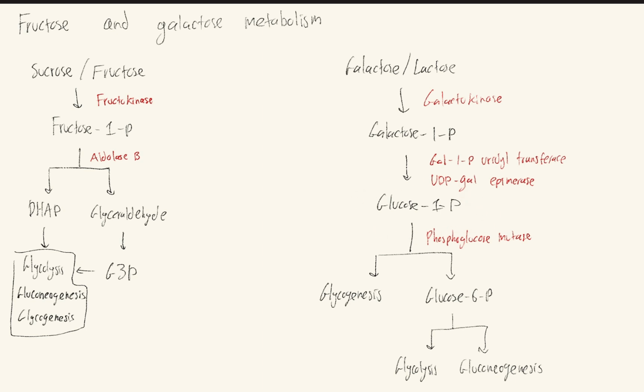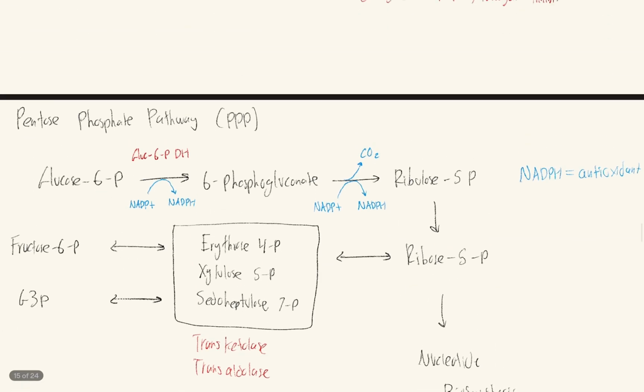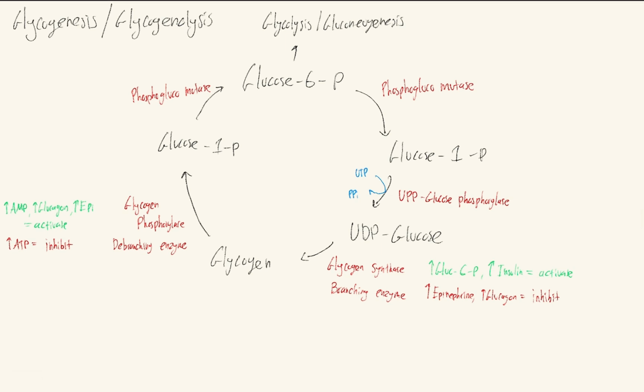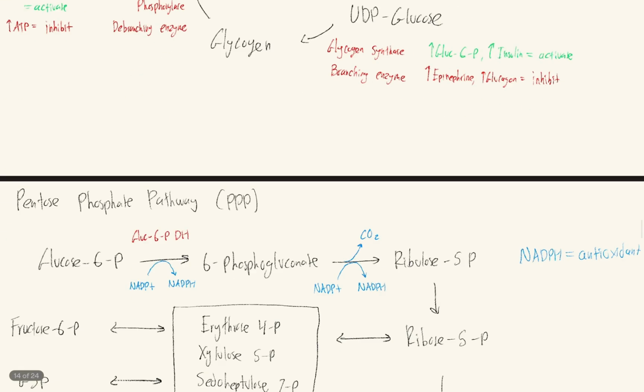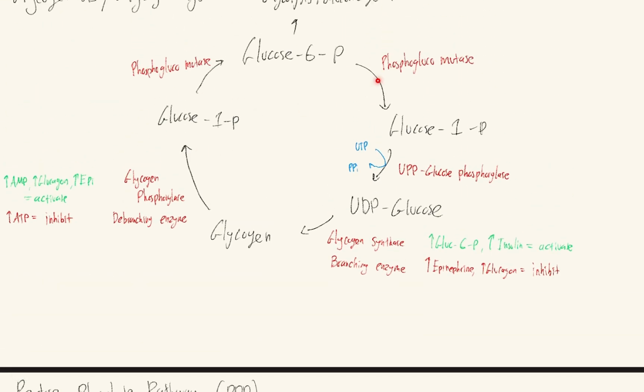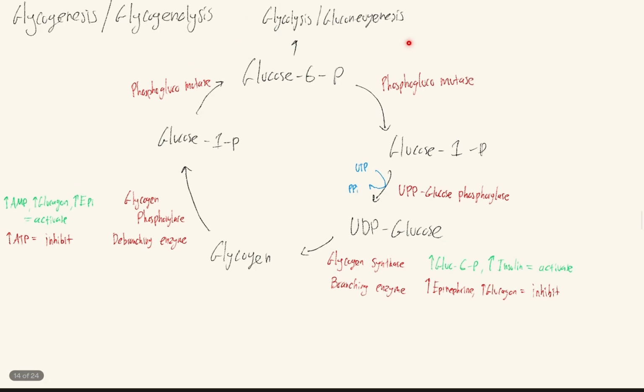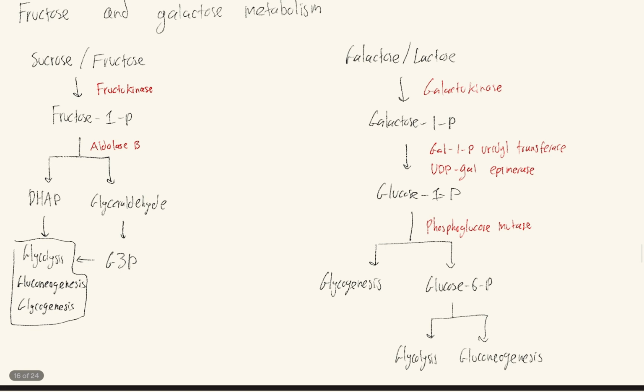From here, glucose 1-phosphate has a lot of options. It can enter glycogenesis because, if we recall from glycogen metabolism, glucose 1-phosphate turns into UDP-glucose, which turns into glycogen. Or glucose 1-phosphate can turn back into glucose 6-phosphate and enter these pathways. So when we're here with galactose and we have glucose 1-phosphate, we can either enter glycogenesis like I said, or we can keep using phosphoglucomutase to turn it into glucose 6-phosphate. And from here, we can enter glycolysis or gluconeogenesis. Again, all dependent on cellular demands, but these are options.